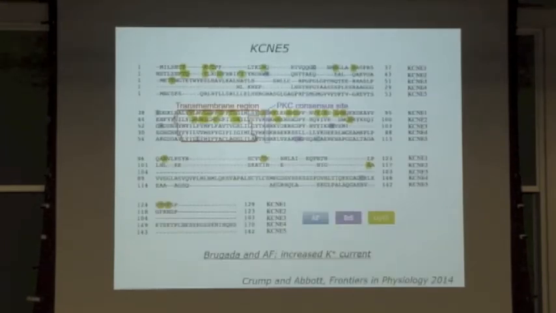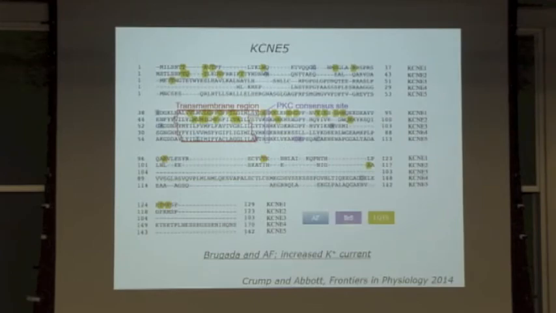Okay, so KCNE5. This is a collaboration we've been doing with Nicole Schmidt at the University of Copenhagen, who generated a KCNE5 knockout mouse. One of her students came over for a year to study it in my lab, basically. So we breed the mice, and then we study the cardiac function of these mice.